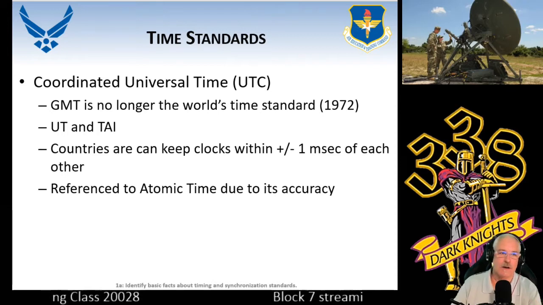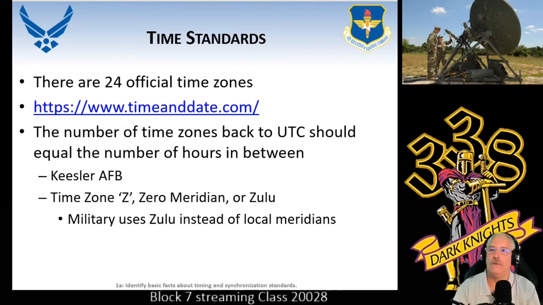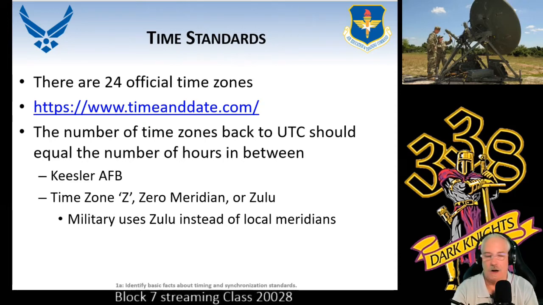So atomic time is where we get our reference from, but we always classify or refer to UTC time as where everything is based off of. There are 24 different time zones. I'm going to take you to timeanddate.com. So if you get a chance, go look it up. They have a wealth of information there, but I'm going to show you the time map here in just a minute.